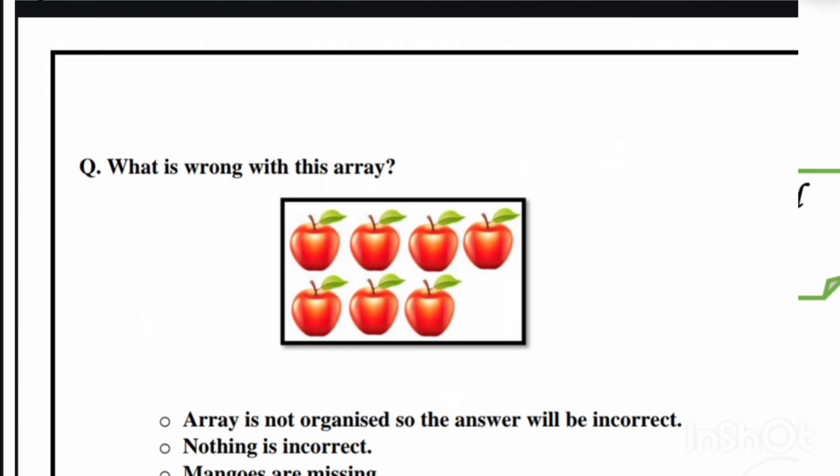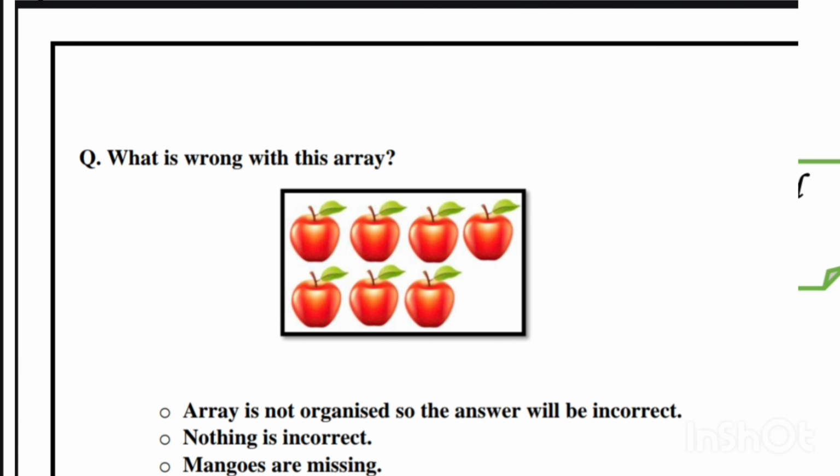All right, now we are moving towards page number 10. This is again an array. What is wrong with this array? This is not a complete array, you can see. What is wrong with this array? You will write it in the comment box. I will be waiting for your answer.